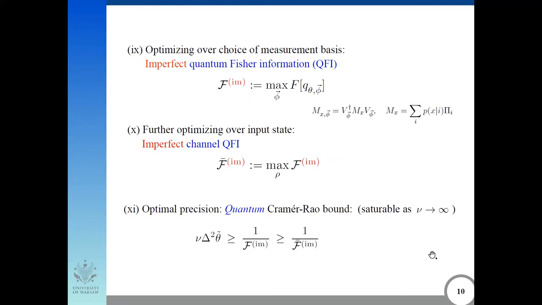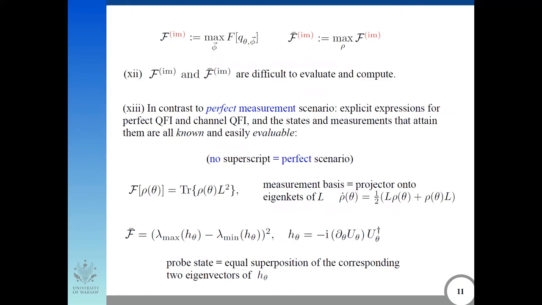Okay, so this is the setup of it. And as said, the point is because of these maximizations in both the quantum Fisher information as well as the channel QFI, we have the constraints on the imperfect measurements, in other words, the measurement operators. This maximization is not necessarily easy to evaluate nor compute.